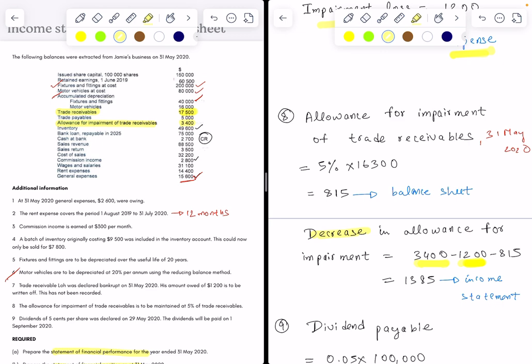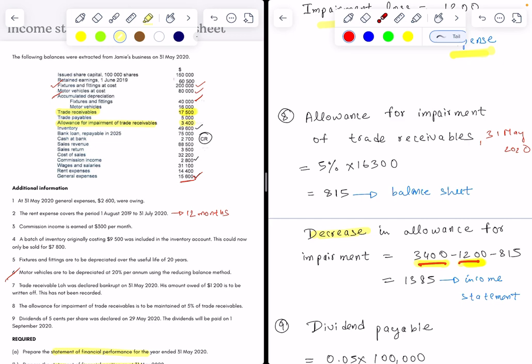What's the allowance for impairment standing for? The allowance for impairment is like a safety account where you know that this is the amount of credit customers who may not be able to pay. So this $3,400, which you originally had stored, now gets reduced by $1,200 because one of the customers has confirmed that they're unable to pay. And that's what you have written off, which will reduce your allowance by $1,200. That's why we are subtracting $1,200 from $3,400.